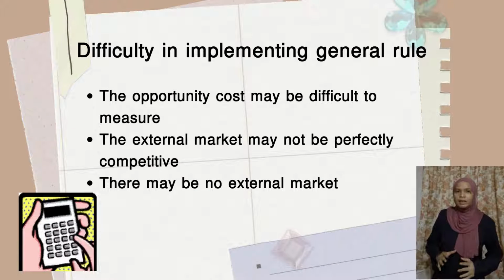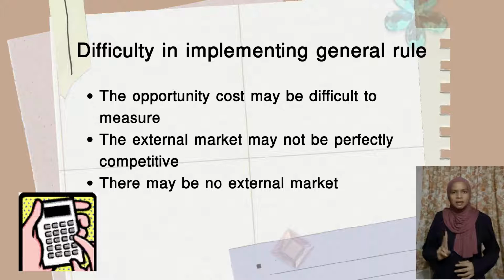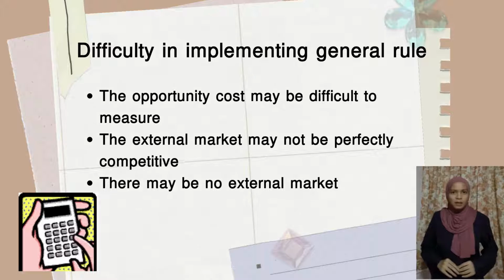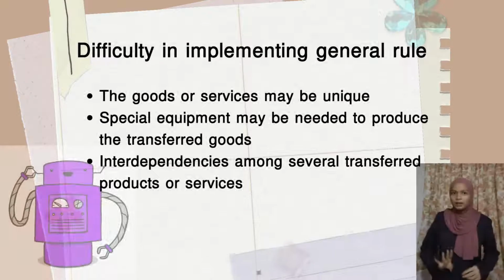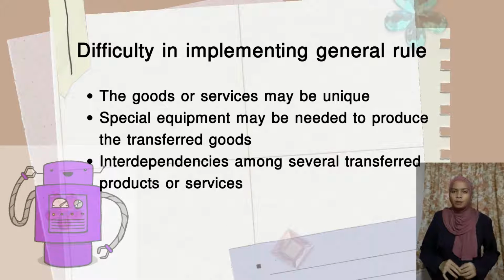The difficulty in implementing the general rule. First, the opportunity cost may be difficult to measure. Second, the external market may not be perfectly competitive. And third, there may be no external market. Fourth, the goods or services may be unique. Fifth, special equipment may be needed to produce the transfer good. And last but not least, interdependency among several transfer products or services.